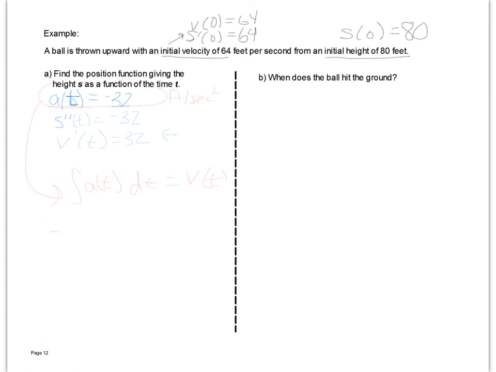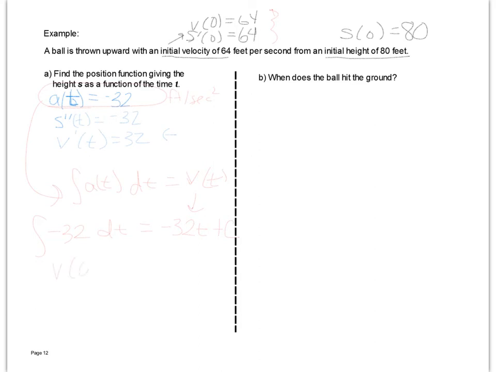So I need to take the antiderivative of negative 32 dt. Well, that's just negative 32t plus something, but we don't know what. It could be plus 10, it could be plus 8, it could be plus 40, I don't know. But if we use our initial condition for velocity right here, this is velocity, right? That's velocity, so let's use our initial condition.